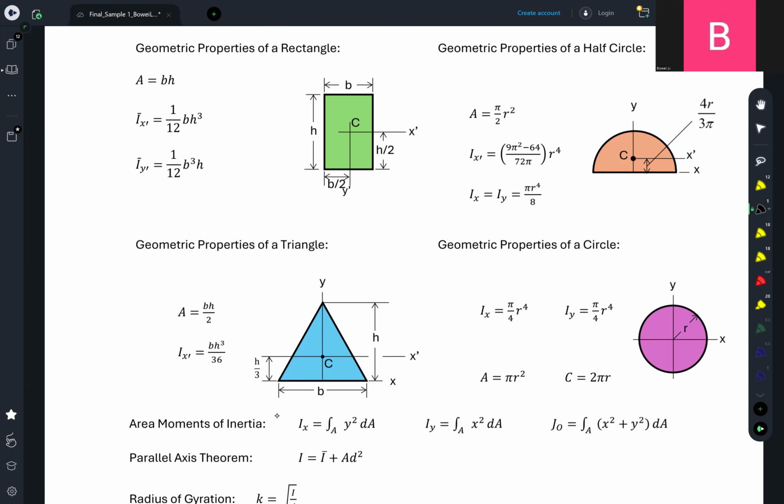the location of x prime, its distance from the sides that are parallel to the x prime axis, is one third of the height, the distance that's perpendicular to the x-axis.